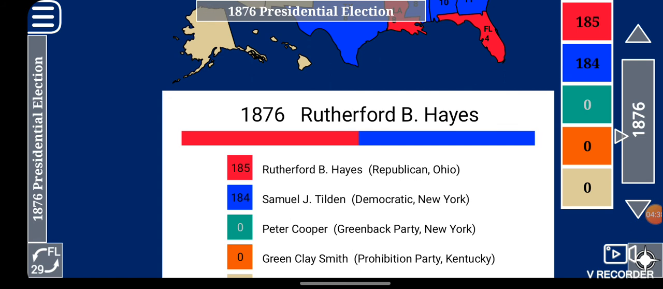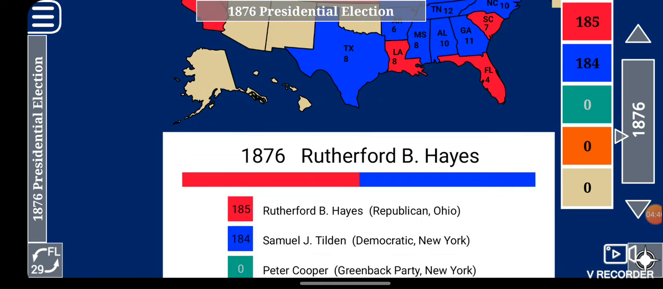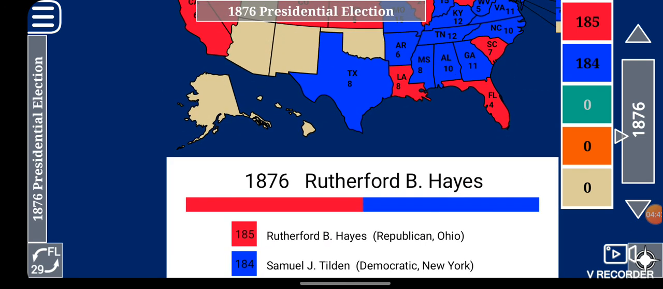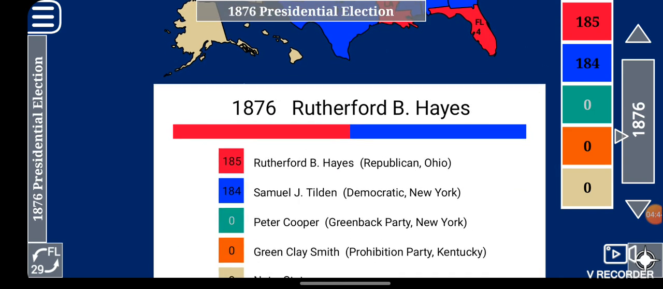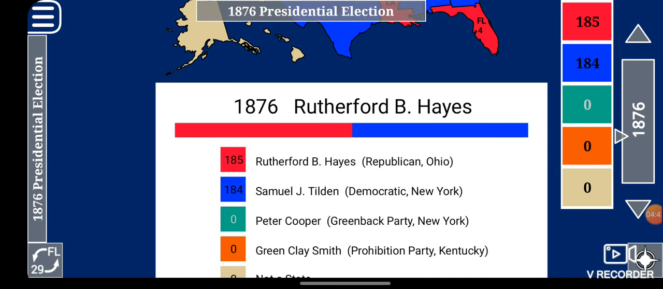I would vote for Samuel J. Tilden. I'd have to, because R.B. Hayes had stopped Reconstruction in the South.